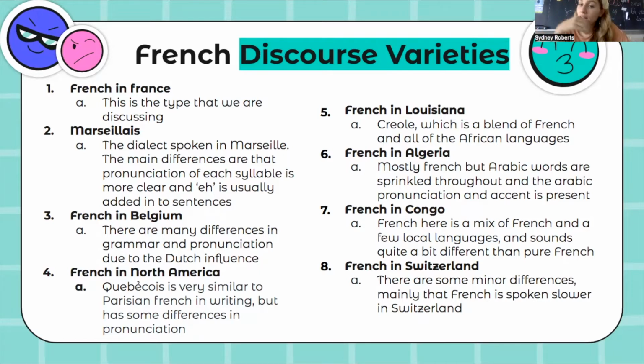French in Algeria, mostly French, but Arabic words are sprinkled throughout, and the Arabic pronunciation and accent are very much more prevalent than the French pronunciation and French accent. French in Congo, this is again a mix of French and a few local languages. Sounds quite a bit different than pure French. You may not recognize it right away.